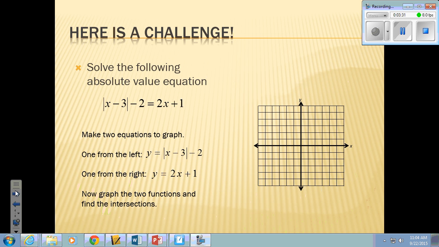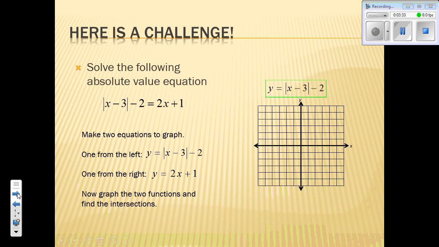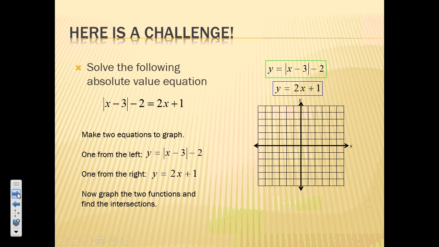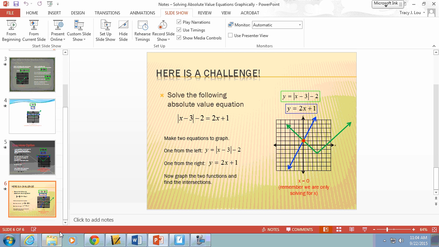Okay, so hopefully you've had some time to work that out. Remember that when we graph an absolute value, we shift to the right 3 and down 2 in this case, and then this is just a regular old line with a slope of 2 and a y-intercept of 1, and they intersect right at that point, so our solution would be x equals 0. Again, keeping in mind that we don't have to solve for a y, just for an x value. And that's it.